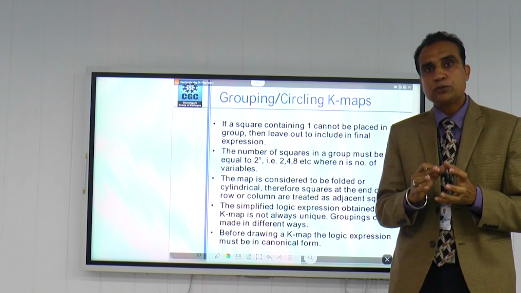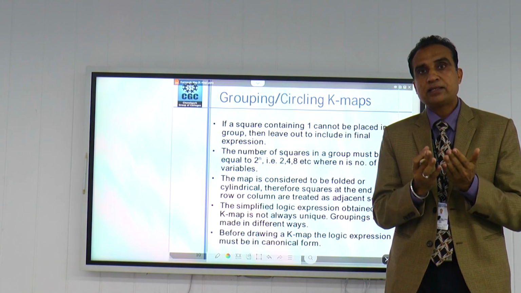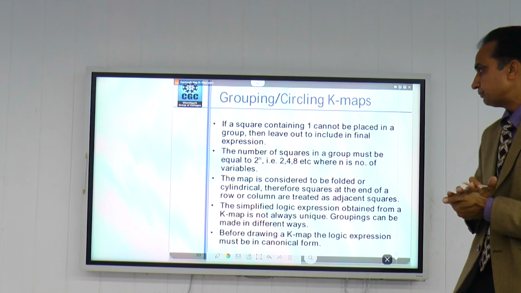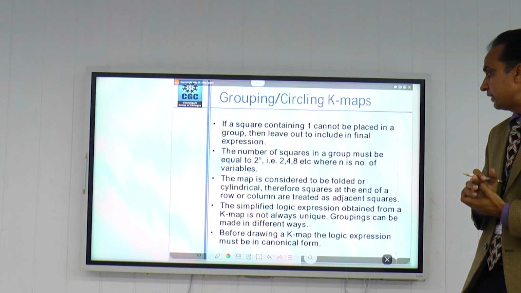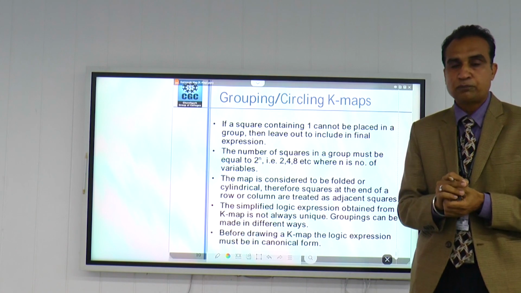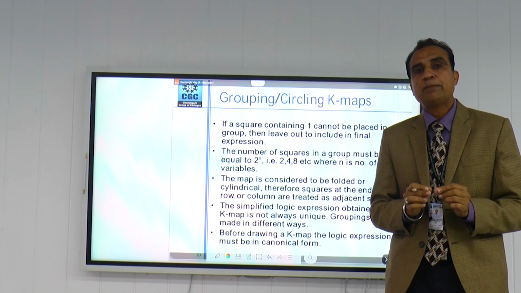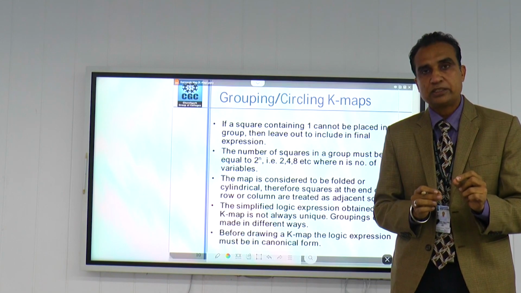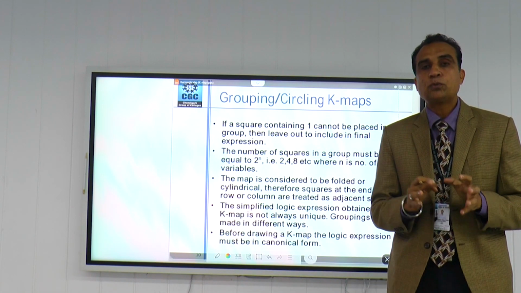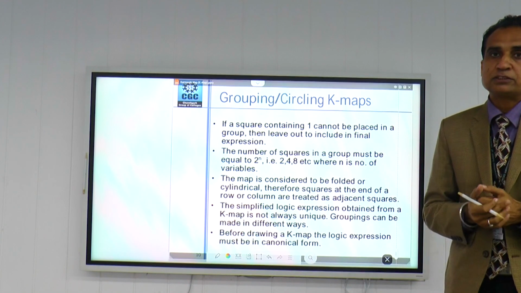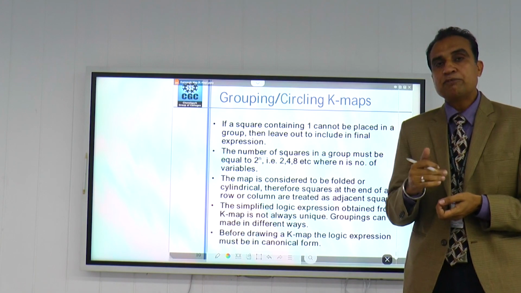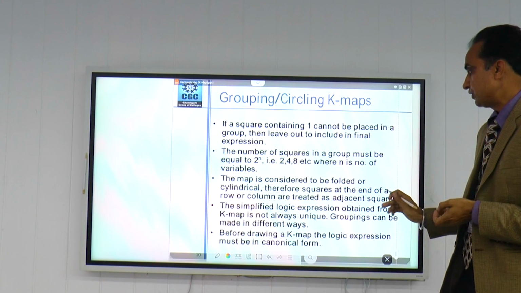I already explained you the map is in cylindrical shape, means the corner can participate into a single group. The simplified logical expression obtained from a K-map is not always unique. This is an important point. The result of the K-map is not always unique. Means everyone can make a grouping in different way, so the result can differ from person to person. Means there is not a single answer when we use a K-map to simplify the expression.